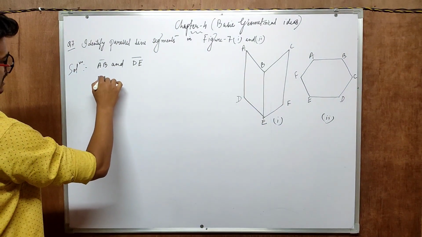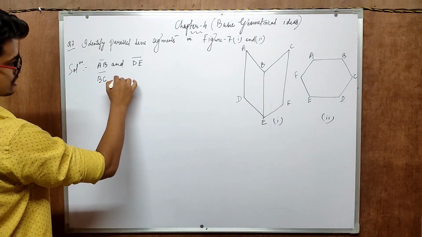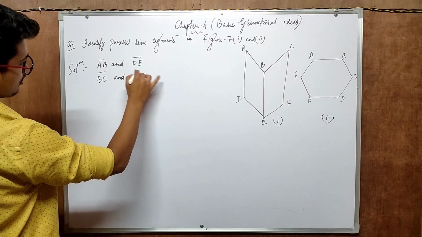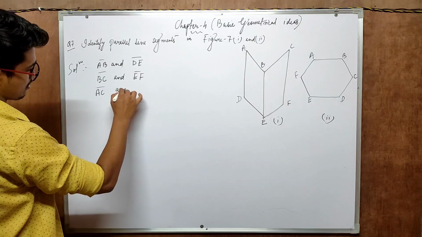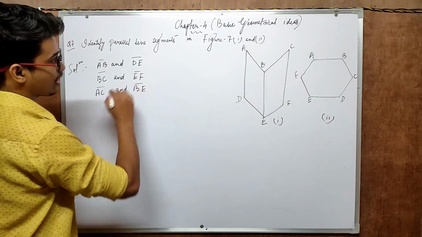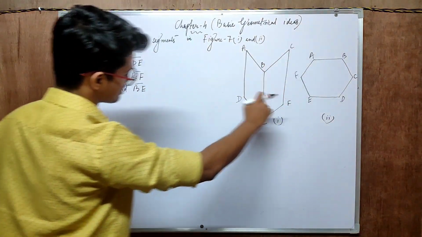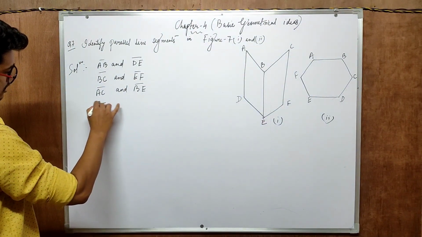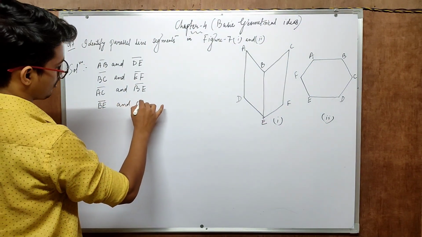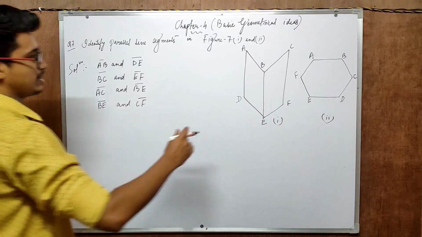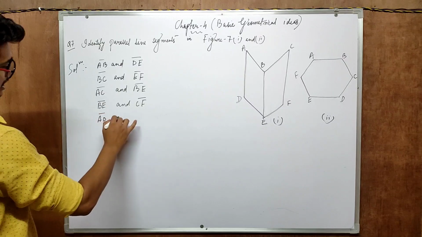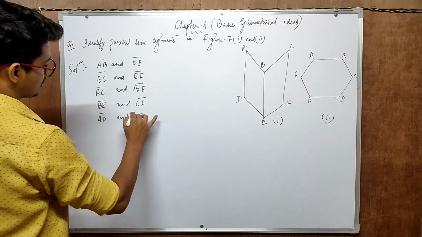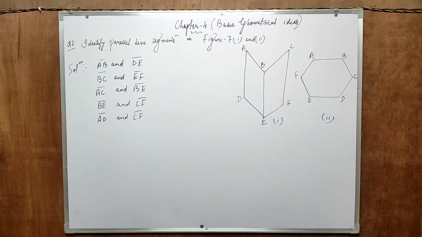So the second one will be BC and EF. The third one will be AC and BE, and the fourth one will be BE and CF, and last but not the least, that will be AD and CF. Other than that, in figure 1 there are no such parallel lines available.